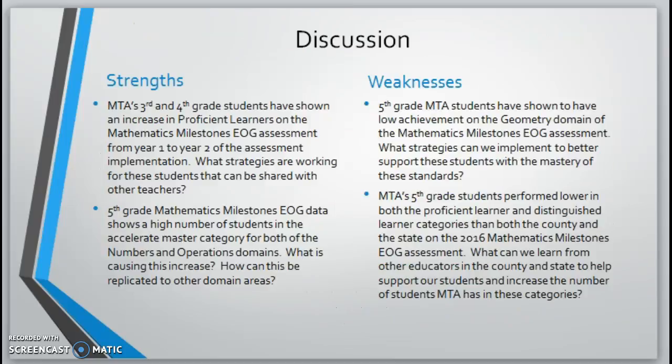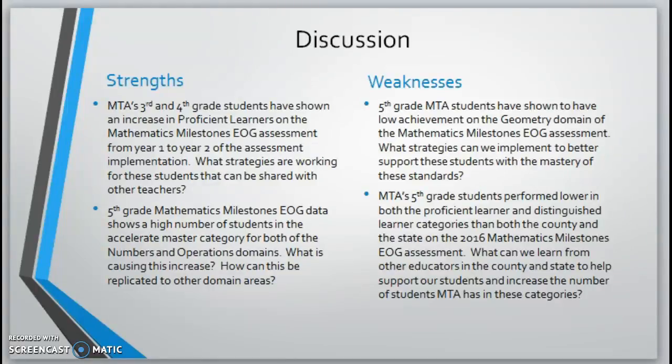Let's have a slight discussion about our strengths and weaknesses at MTA. MTA's 3rd and 4th grade students have shown an increase in proficient learners on the math Milestones end of grade assessment from year 1 to year 2 of the assessment implementation. What strategies are working for these students that can be shared with other teachers? 5th grade math Milestones end of grade data shows a high number of students in the Accelerate Master category for both of the numbers and operations domains. What is causing this increase, and how can this be replicated to other domain areas?